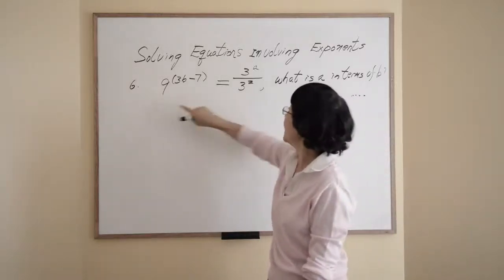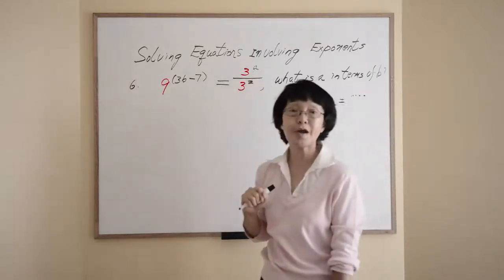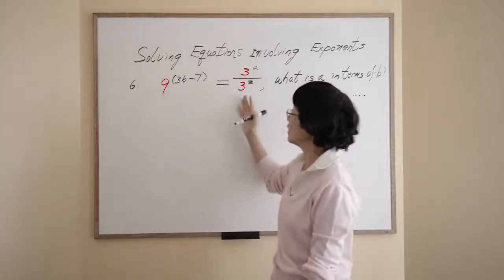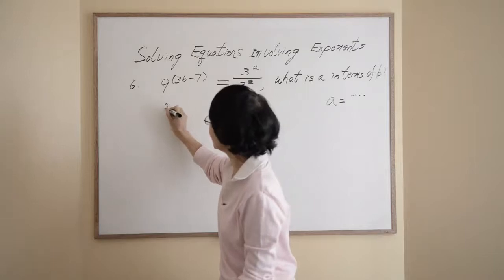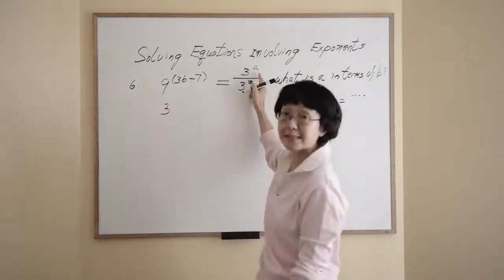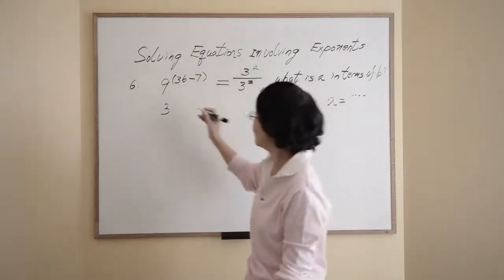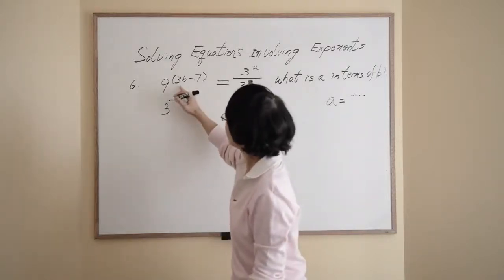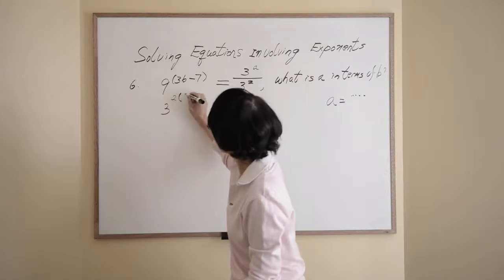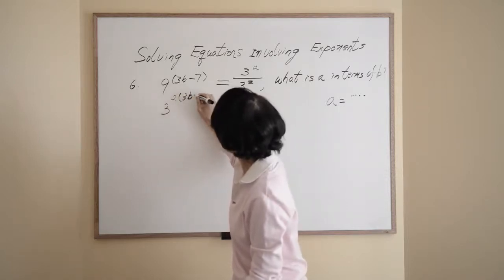You see this 9, 3, 3. Right away you think of the base of 3. Okay? 9 is equal to 3 to the power 2 because I want to change to the same base. That's the first thing I think of. Okay? 3 to the power 2 is 9. And then this exponent still exists the same, 3b minus 7.